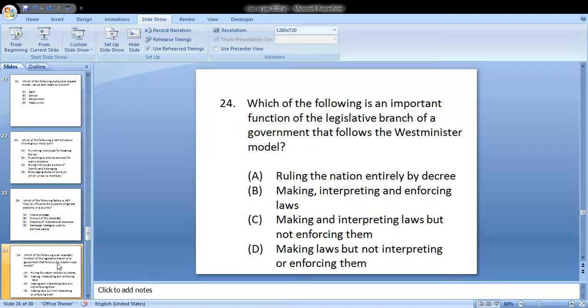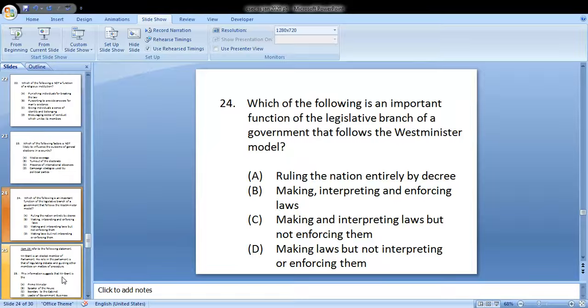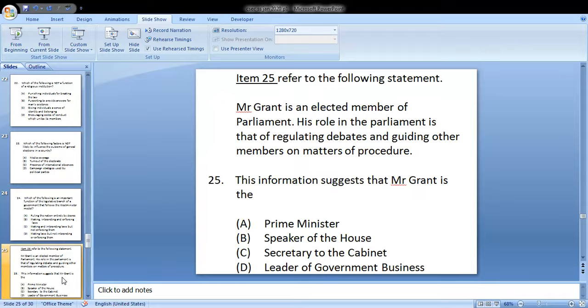24. Which of the following is an important function of the legislative branch of a government that follows the Westminster model? A. Ruling the nation entirely by decree. B. Making, interpreting, and enforcing laws. C. Making and interpreting laws but not enforcing them. D. Making laws but not interpreting or enforcing them. The answer for this is D. Making laws but not interpreting or enforcing them. Let's go on to number 25.